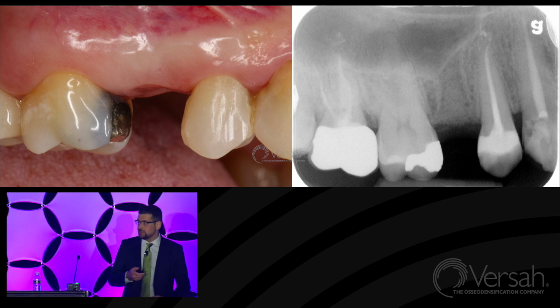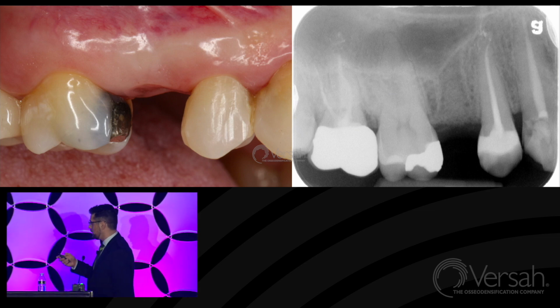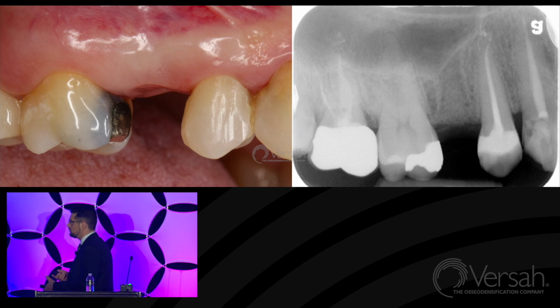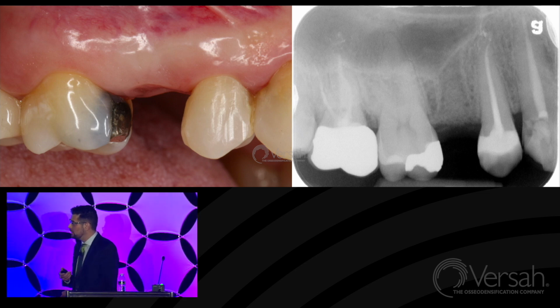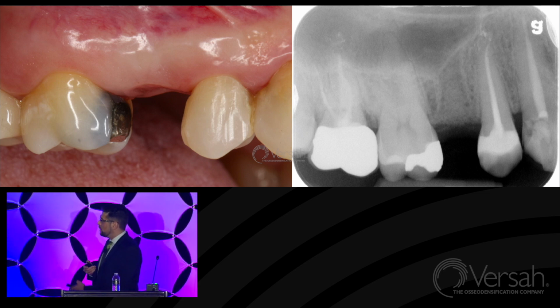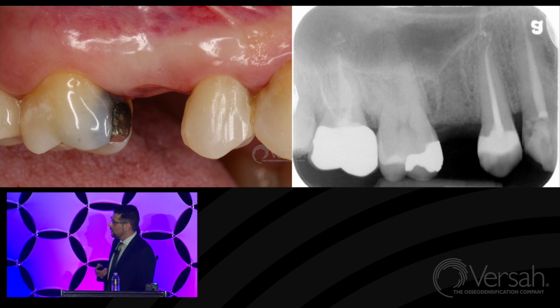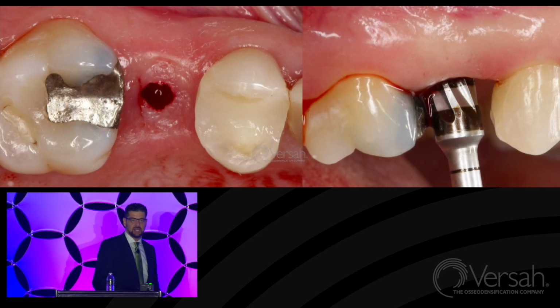Oh, maybe the graft hasn't healed completely. I don't worry about that because I can densify it if I feel that the density is not ideal for implant placement. So here is my osteotomy preparation, finishing it up. Here's the implant placed, good to go. In and out, less than 10 minutes.